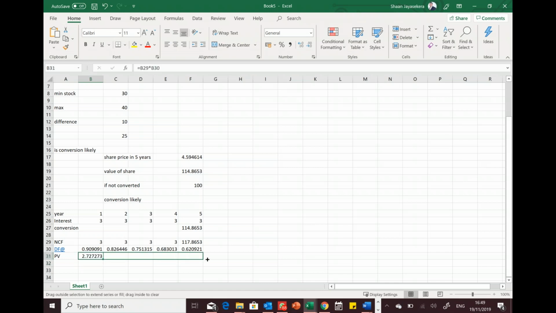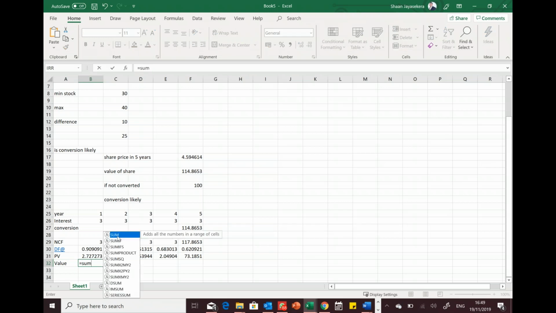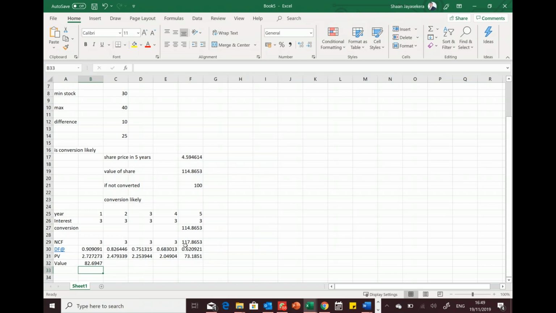Okay. And the market price, the value of this, will be the summation now. So I can just say sum of this entire cash flow. And that should be around 82.69. So if there is an answer that says 82.69, yes, it's answer A, which is 82.71. We are close. So answer A.